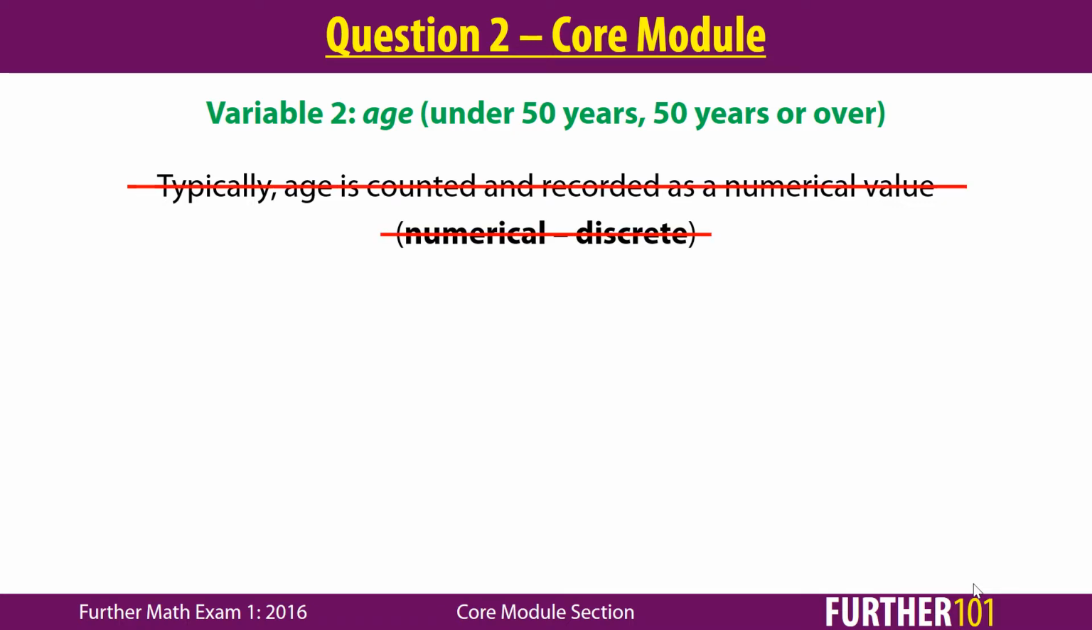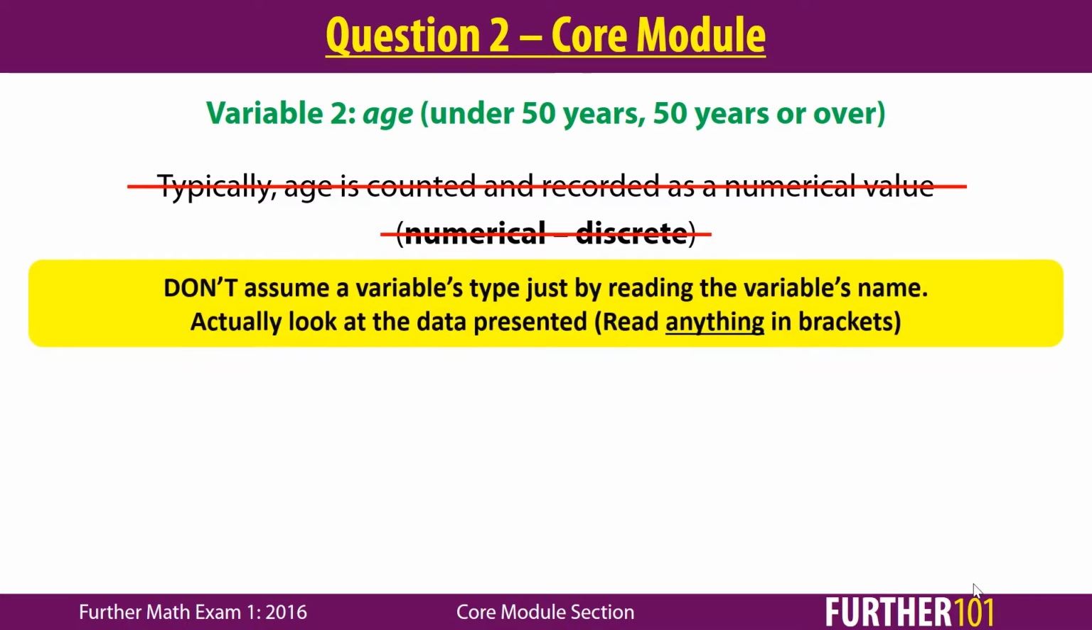Once again, we cannot just assume the type of a variable and need to read any accompanying information. Inside the brackets here are two options: below 50 years and 50 years or older. Unlike the other categories in blood pressure, we are given numerical boundaries for each possible response. But because the responses are still worded and are descriptive, age is still a categorical variable.